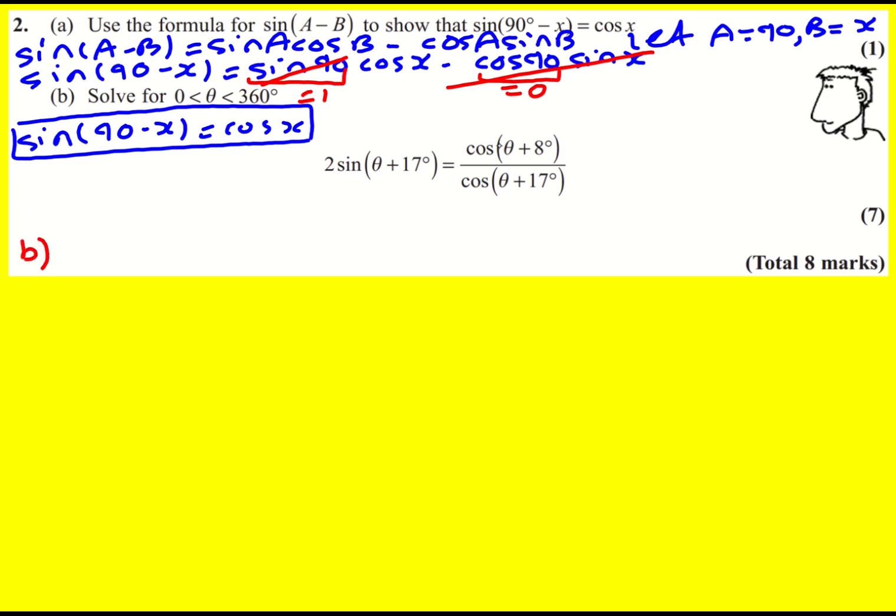Then asked to solve this trig equation. Now the right hand side, I can't really simplify that, so what I'm going to do is multiply through by cos(theta plus 17). Because suddenly this looks an awful lot like a double angle formula for sine.